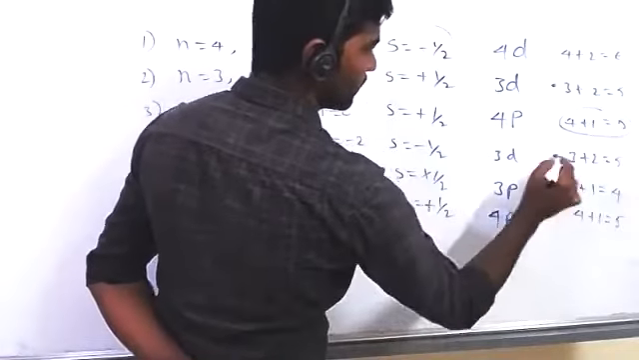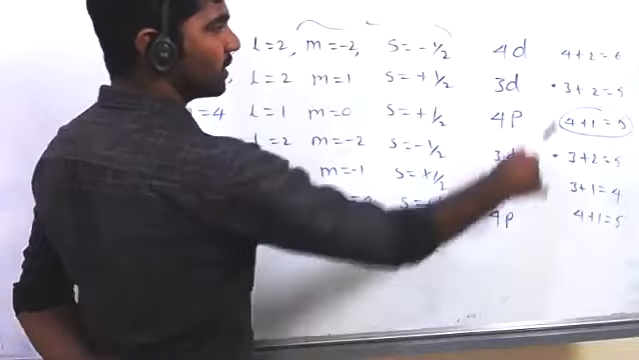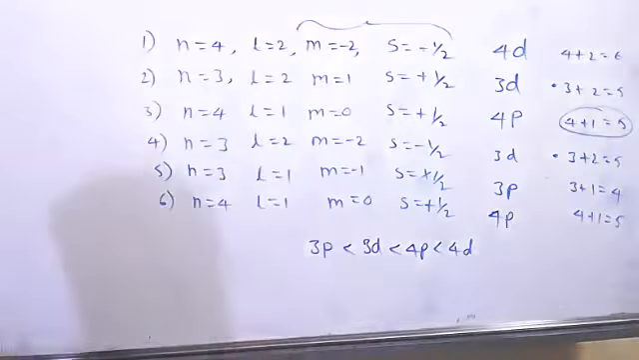Compare this. 4 plus 1. That is all. 4P, and high energetic 4D. Okay, so here many MCQ questions are there. After finishing the chapter, I will explain.